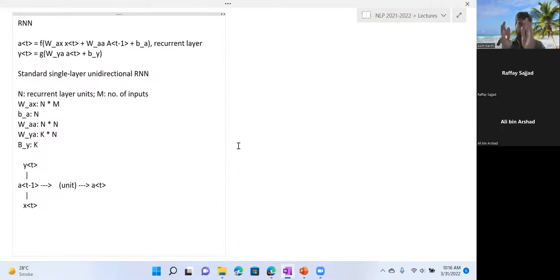And of course, I've drawn this as a unit. You can think of this as a layer, as a box. And if it is a layer, then of course you have multiple A's coming out, and the number of A's coming out is equal to the number of units in the recurrent layer, which is N. So A would then be a vector. And of course, X in general would also be a vector, and Y in general can also be a vector.